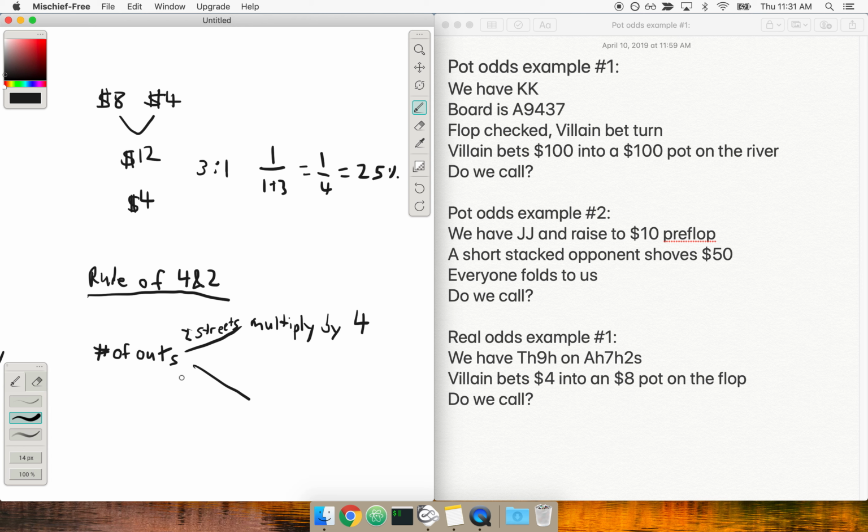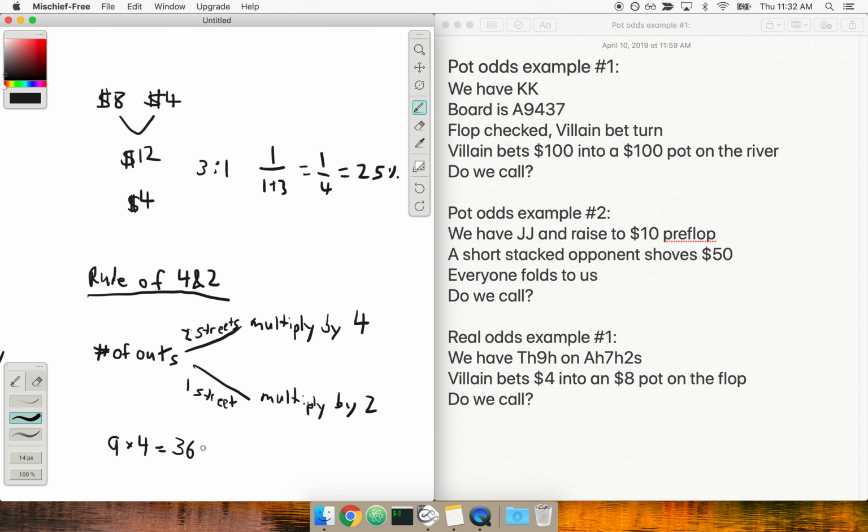And if there's only 1 street, we multiply by 2. And that's going to give us our equity. So here we're on the flop. We get to see 2 more streets, so we're going to be multiplying by 4. And we have 9 outs with our flush draw. So we can say that 9 times 4 equals 36. And what that means is we have approximately 36% equity, according to the rule of 4 and 2.